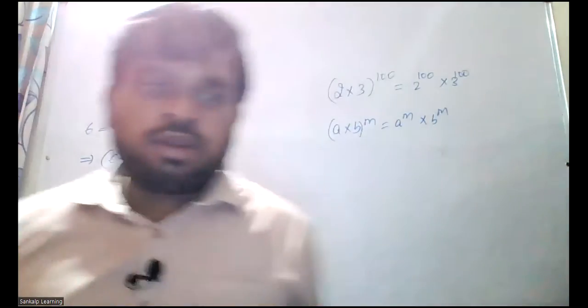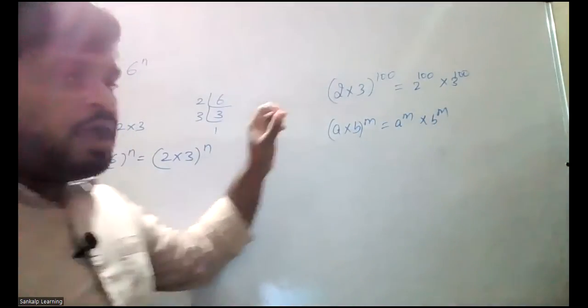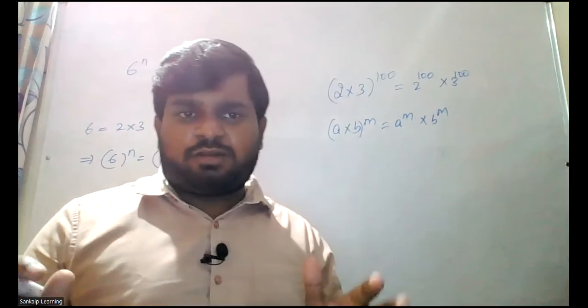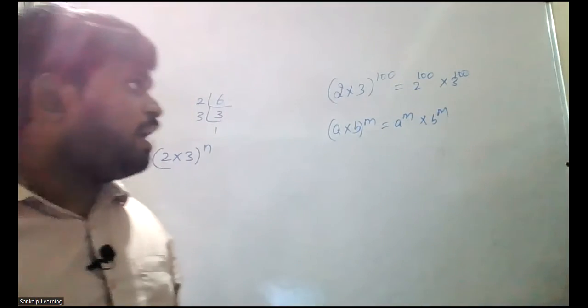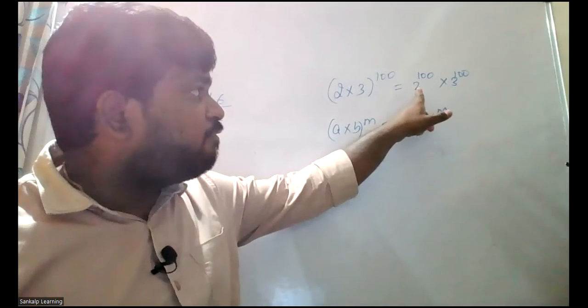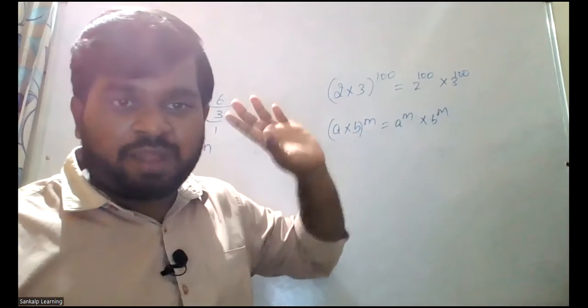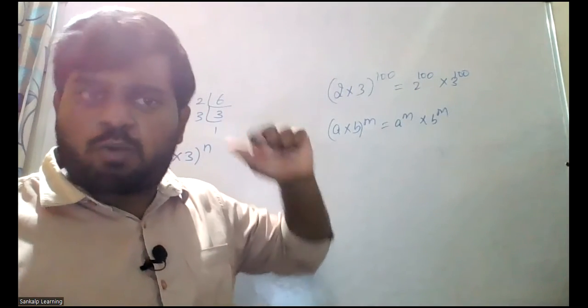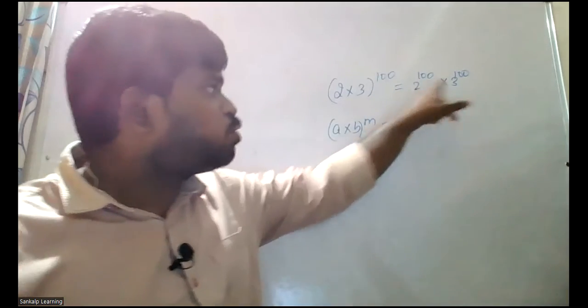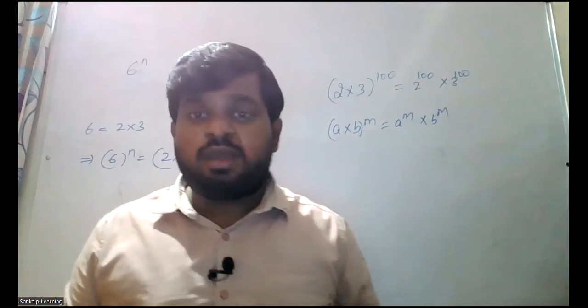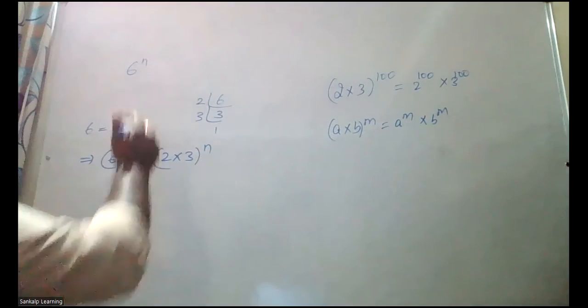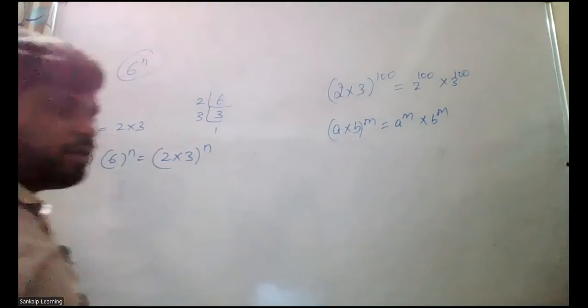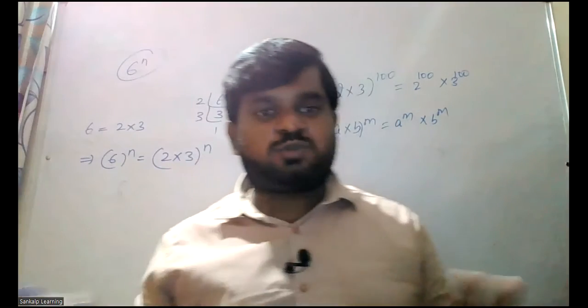Using that, you can do it. So what I'm trying to say is, whatever be the value of n, don't worry about the value of n. We will always have 2 and 3 in the prime factorization, isn't it? Whatever be the value of n, we'll have just 2 and 3. We don't have 2 and 5, which means 6 to the power n, whatever be the value of n, it never ends with 0.